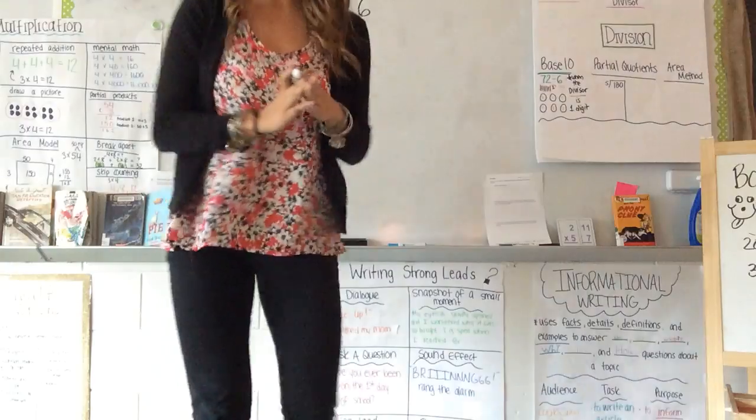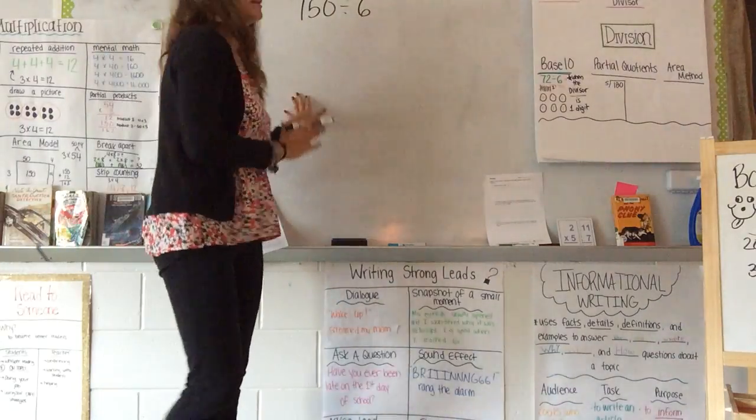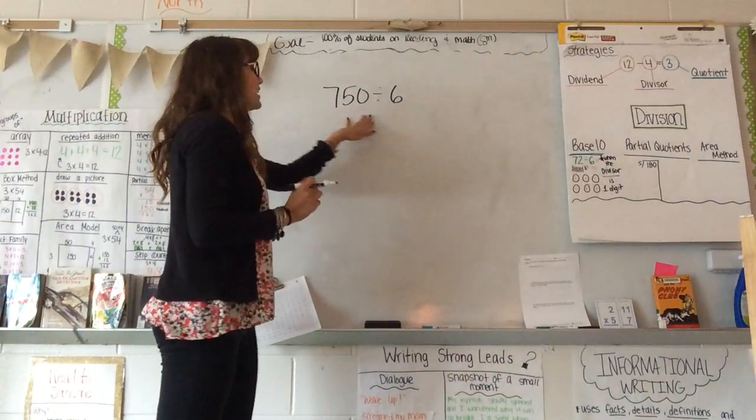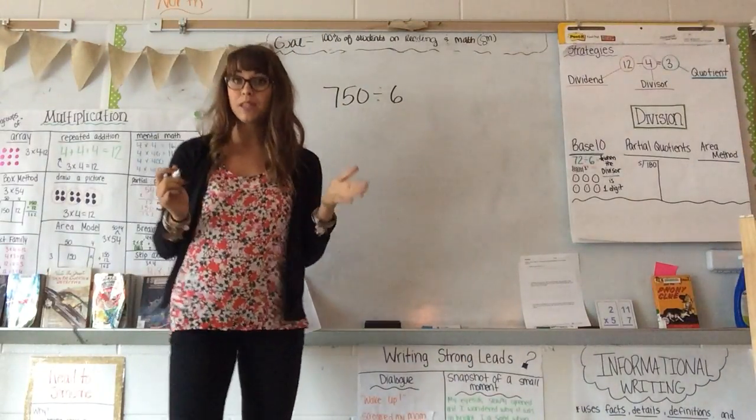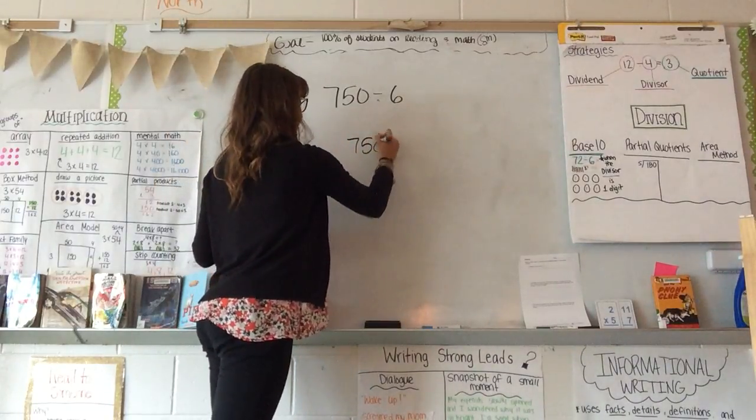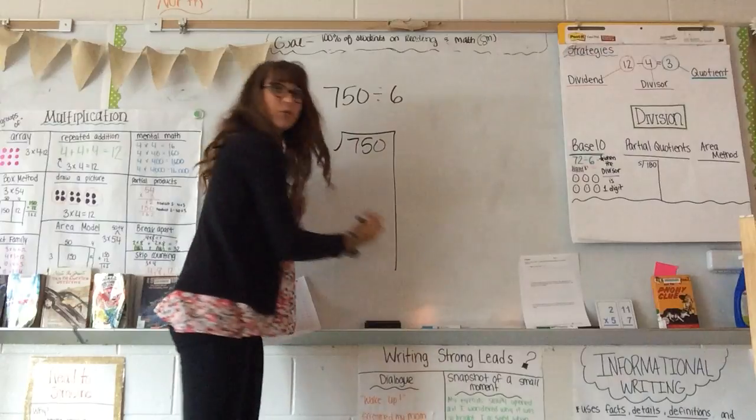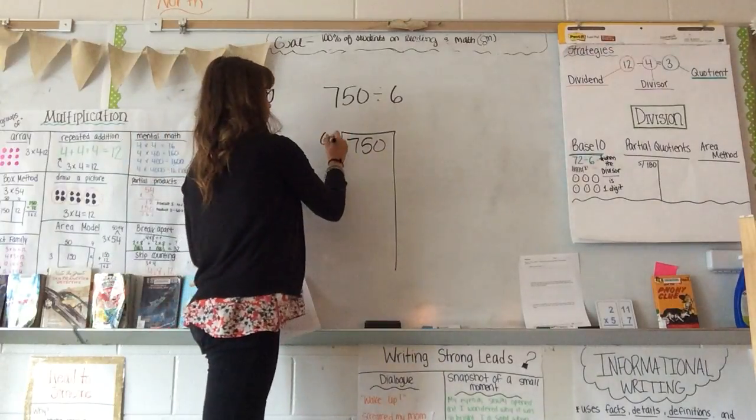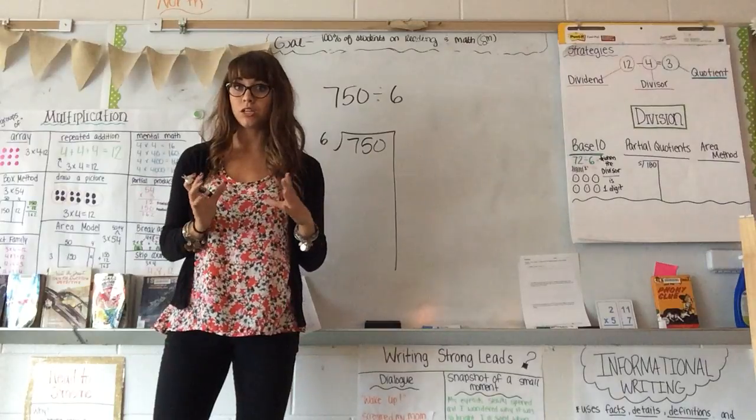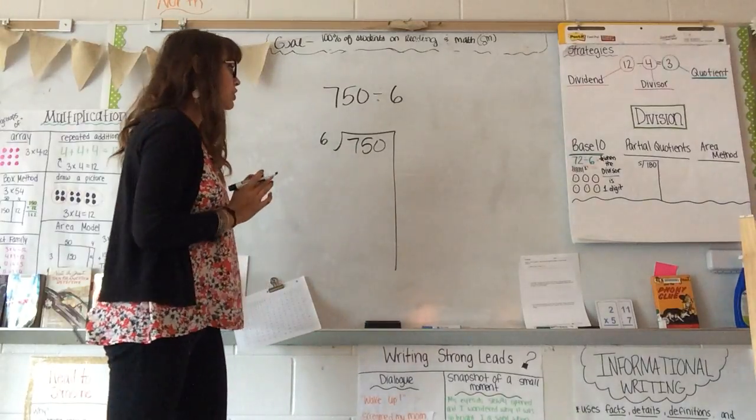So I'm going to start off by looking at the equation 750 divided by 6. And I'm going to start off by writing it just the way that we would write a long division equation. I'm going to put 750 here, and then I'm going to put my 6 over here. So this looks very, very similar to the way that we would set up a long division equation. But here's what we're going to do differently.